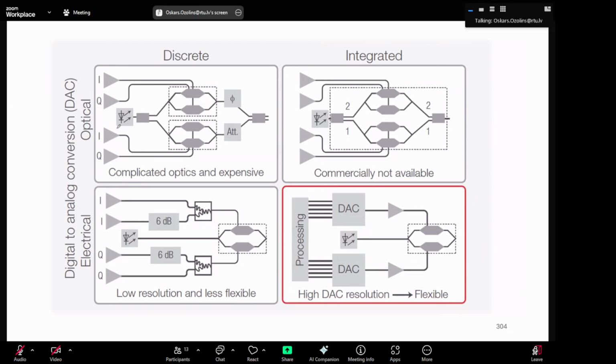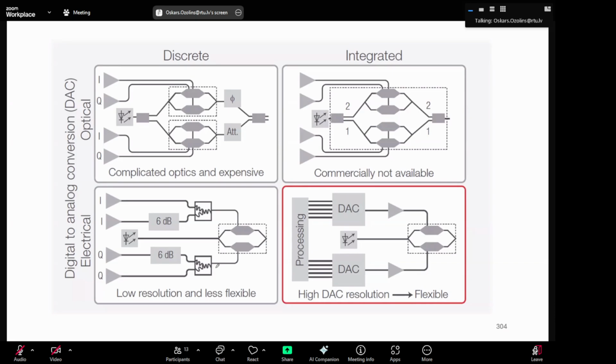So I think what we have not talked about is digital to analog conversion. So if you use optical or you use electrical DACs, or just the ways how you implement. So if you use all with optical components, this is very complicated optics and expensive.